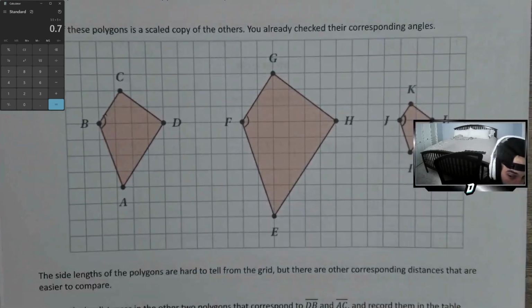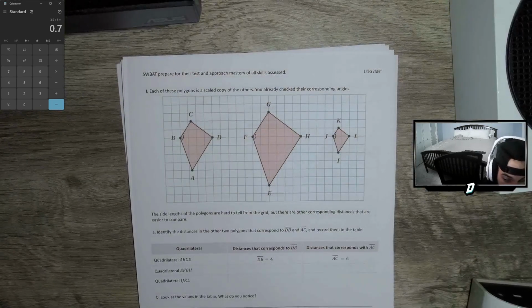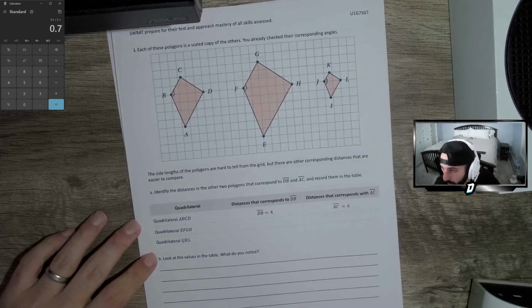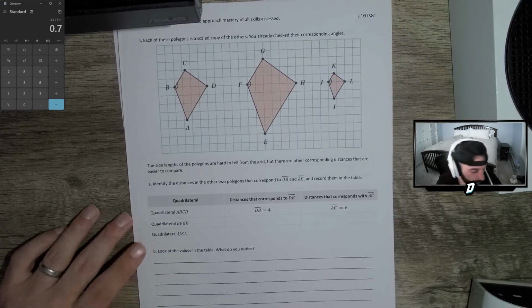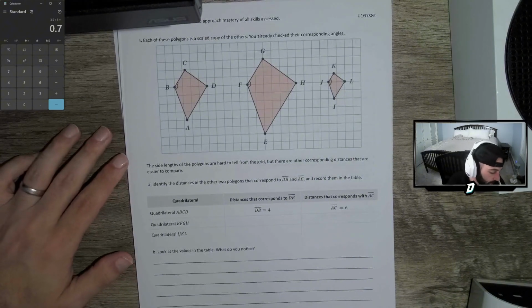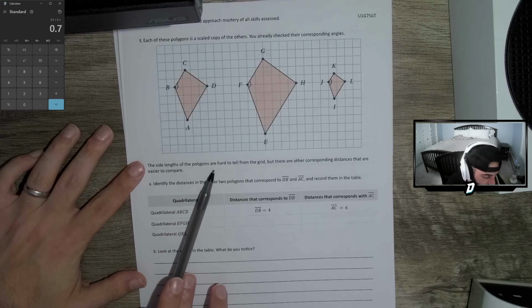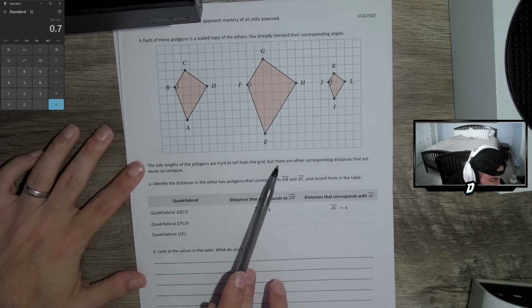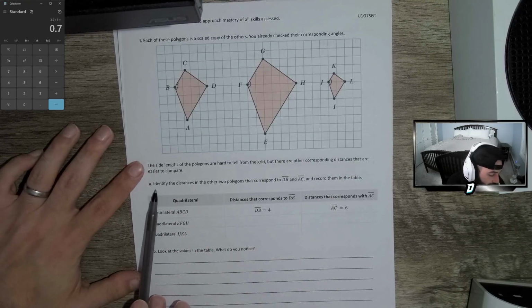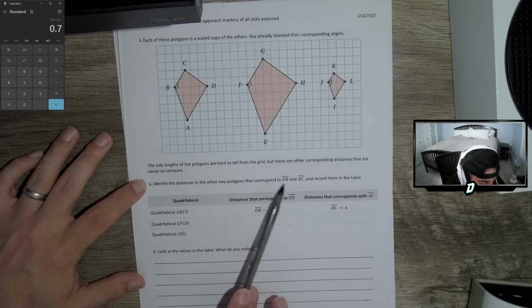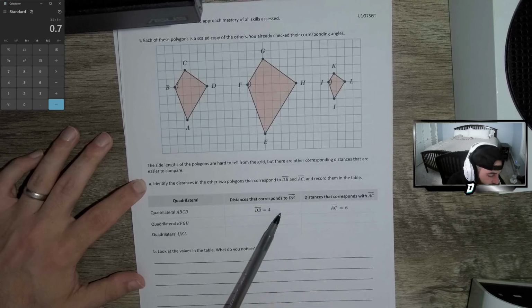So let's see if we can expand this out a little bit, like so. Bam. Good. All right. So here we're told that the side lengths of the polygons are hard to tell from the grid, but there are other corresponding distances. We're going to have to identify the distances in the other two polygons that correspond to segment DB and AC and record them on the table.